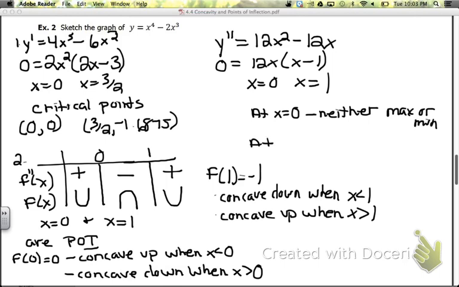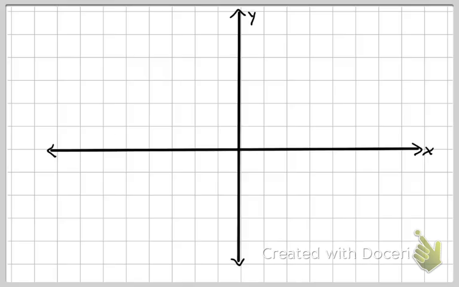And when we look at our other critical point of 3/2, we know the point there is (3/2, -1.6875), so this is going to be a local min, because x is 3/2, which is greater than 1, and we know our function is concave up, giving us a minimum value. So now, using all this information, we can go ahead and graph.